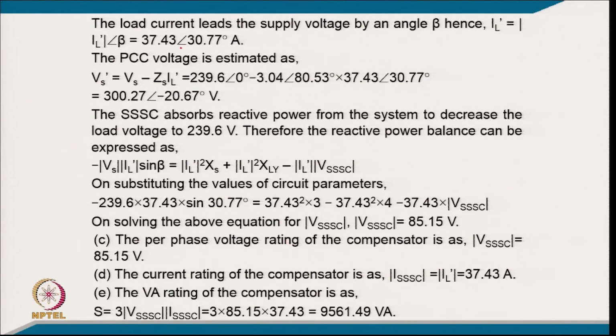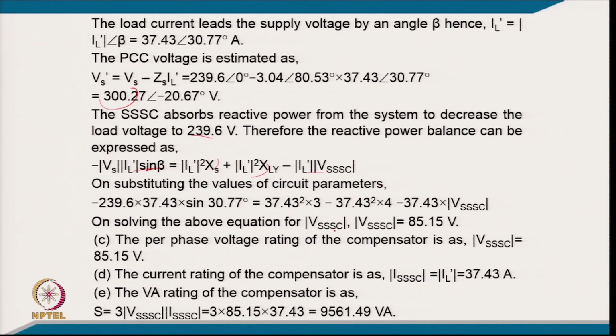The current will be 37.43 ampere at the angle of 30.77, and the PCC voltage we can calculate from here. It comes to typically 300.27 volt. So, this is a much higher voltage, and SSC absorbs reactive power to decrease the voltage to 239.6 from 300, and therefore, reactive power can be expressed from the reactive power balance. So, this is the reactive power at the source side, the reactive power consumed by the source impedance, the reactive power consumed by the load, and minus the reactive power injected by the compensator.